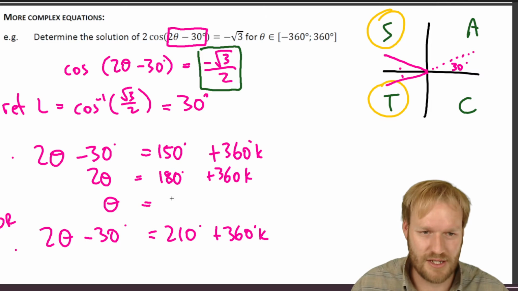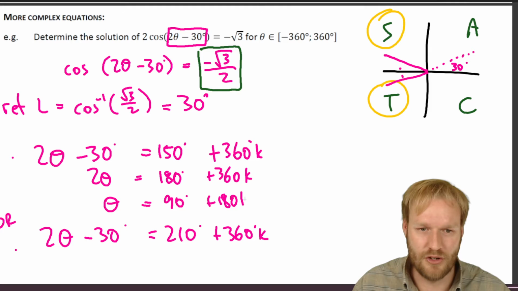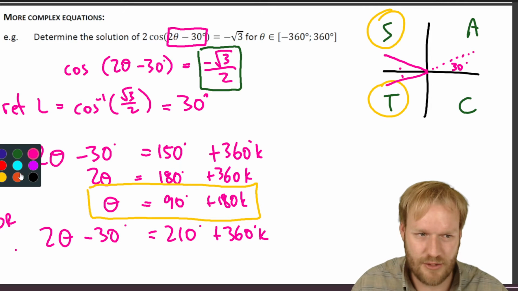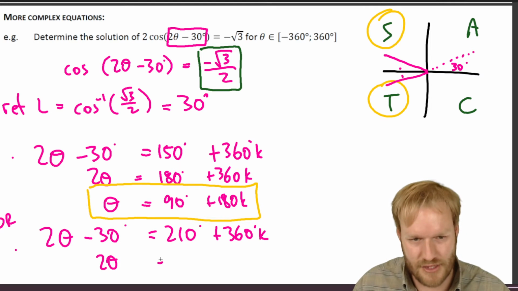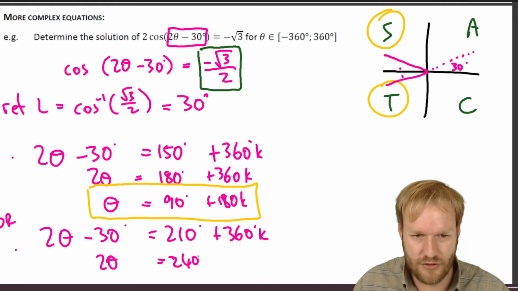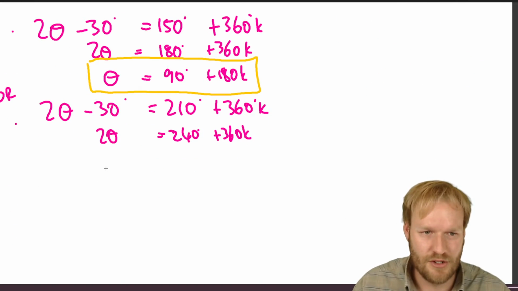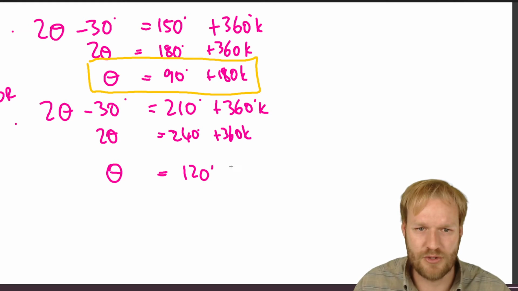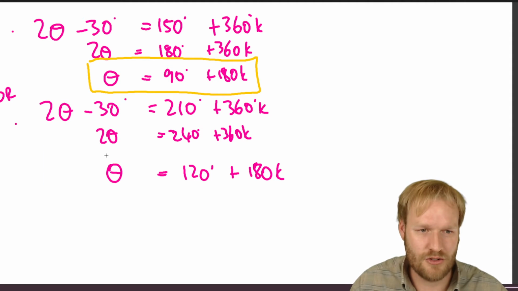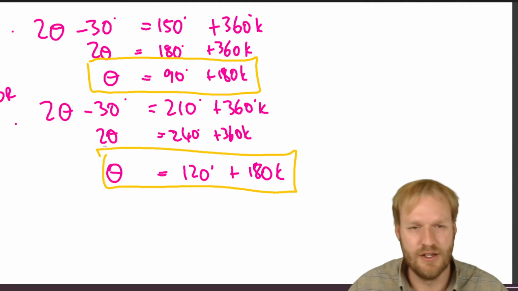And so θ equals, divide both sides of the equation by 2, and there's our one option for θ. We solve our second equation in the same way. Add 30 degrees to 210 degrees plus 360k, and therefore divide both sides by 2, and we get 120 plus 180k. So there are two solutions that are highlighted in yellow.